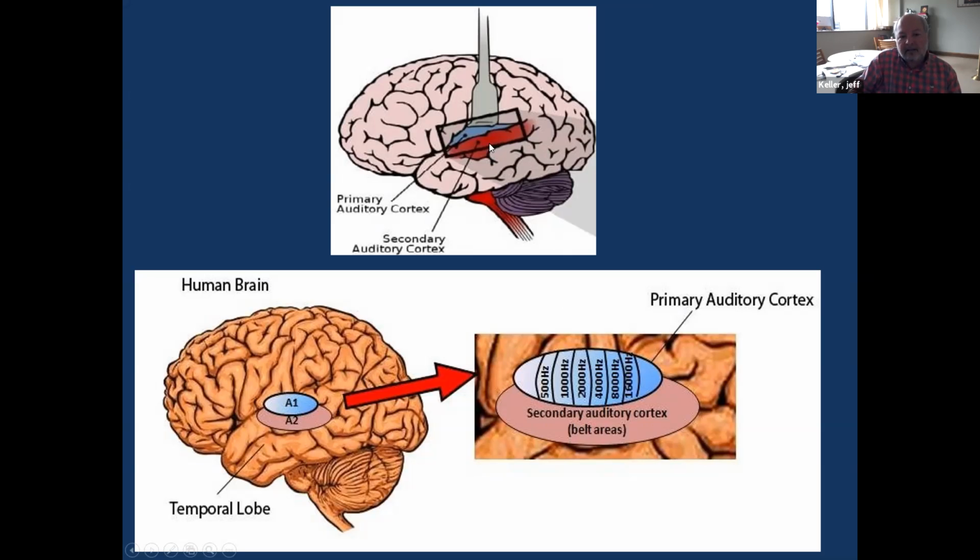On the other side of this fissure is our secondary auditory cortex. We know a lot less about that, but we know that it is important for the other components of music, for example, that I presented in the earlier slide. So pitch is almost exclusively measured within the primary auditory cortex. This would be right behind your ears, in the temporal lobe of the brain. And I'll probably get to that at the end of the talk, depending on how much time we have.